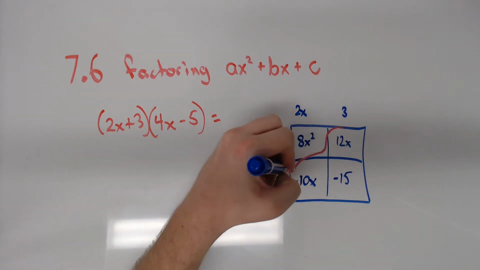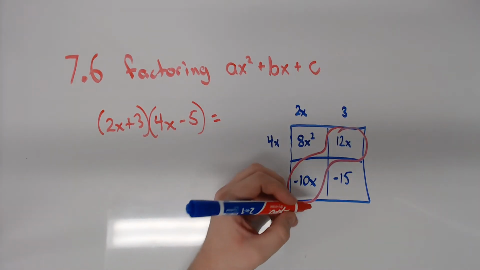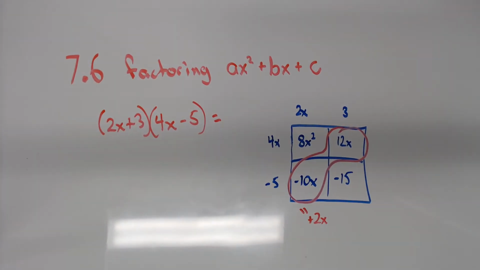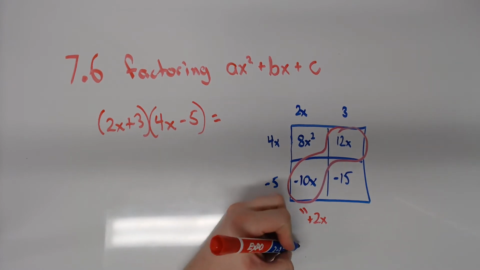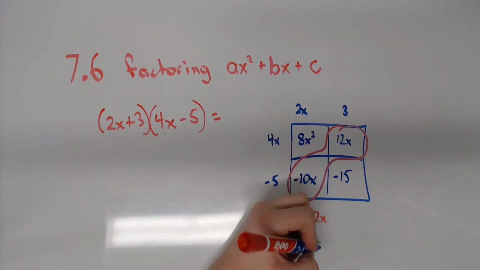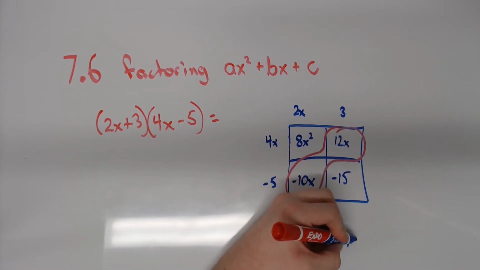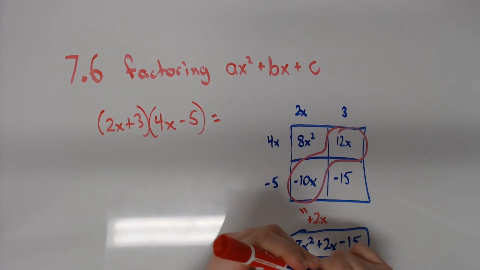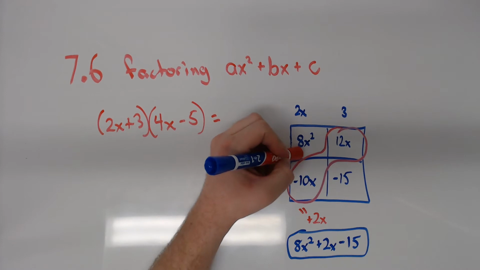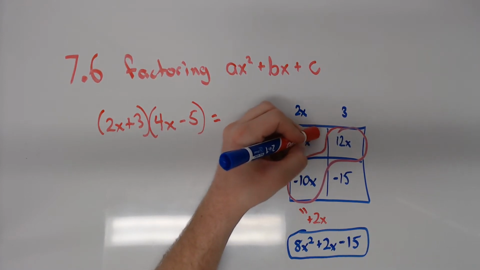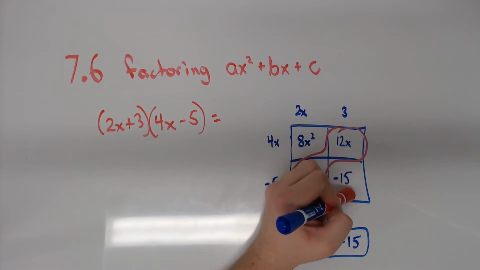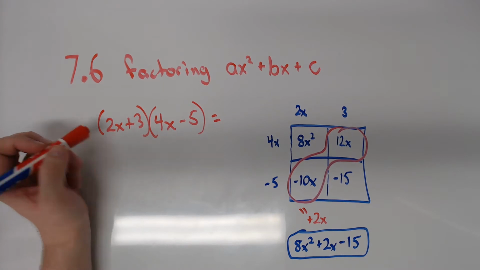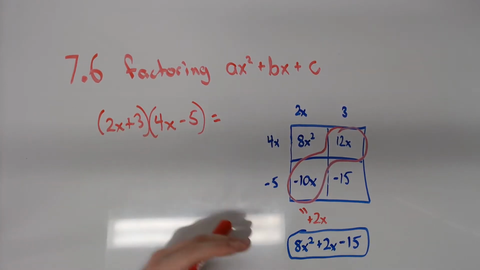From your Punnett square, you can identify like terms. 12x and negative 10x is a positive 2x. So my final product is 8x squared plus 2x minus 15. So remember this Punnett square. There's an interesting pattern that has to do with this Punnett square, and that's we can always put our x squared term in the top left and our constant in the bottom right when we know we're multiplying two binomials together. So we're going to use this idea and kind of work backwards.